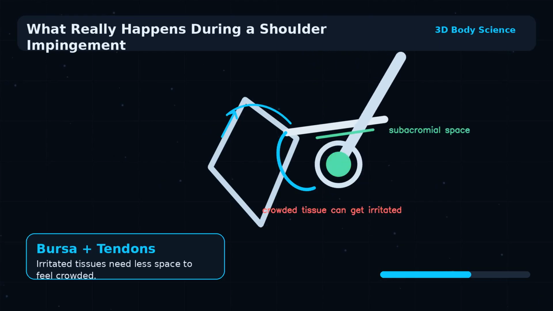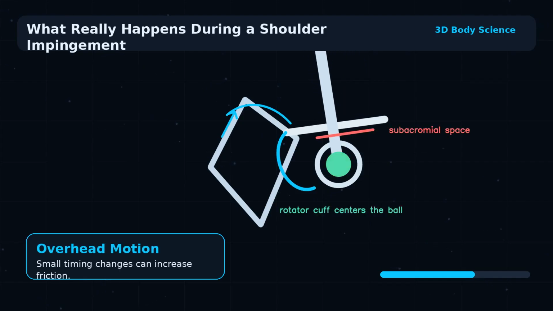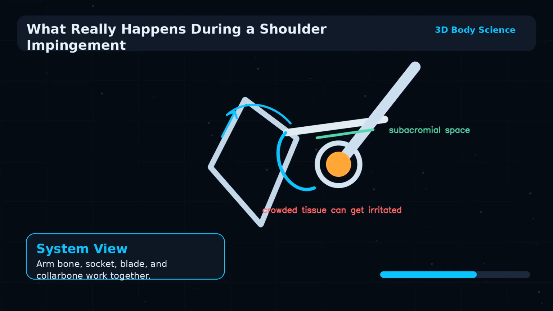The acromion forms the roof, the humeral head forms the moving ball, the rotator cuff guides and stabilizes, the bursa reduces friction, the scapula changes the roof's position as the arm moves. When these pieces coordinate, the shoulder can move beautifully. When space, tissue condition, or timing changes, the glide can become irritated.